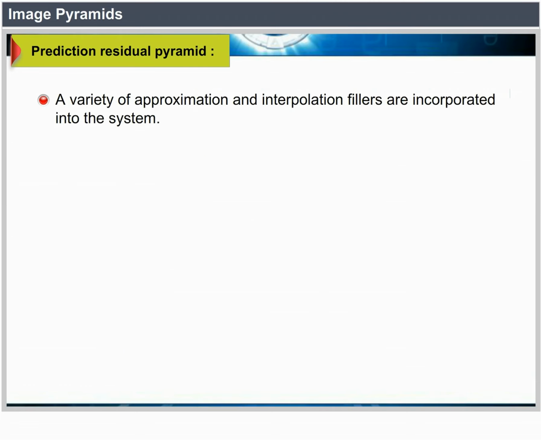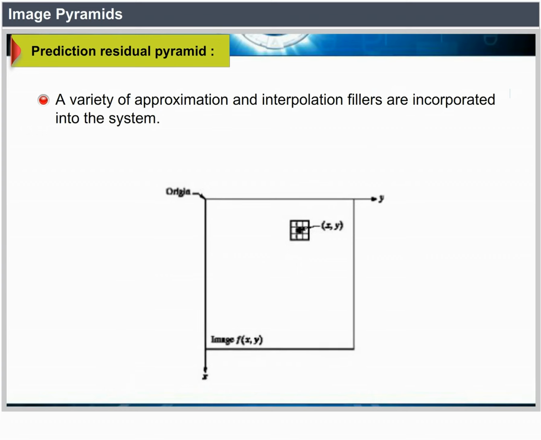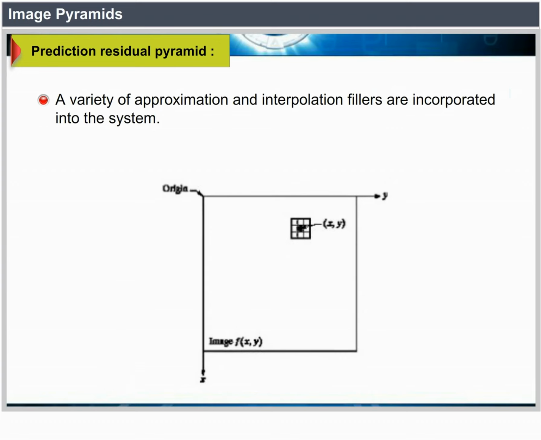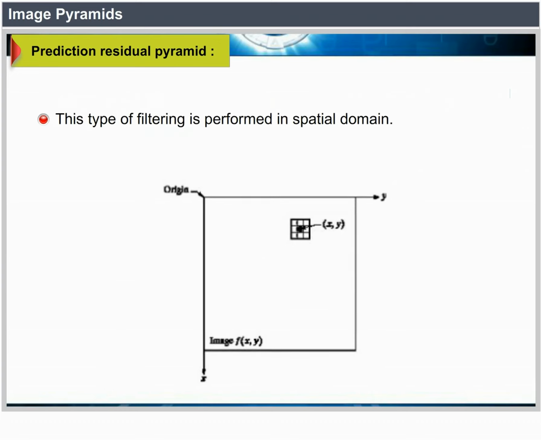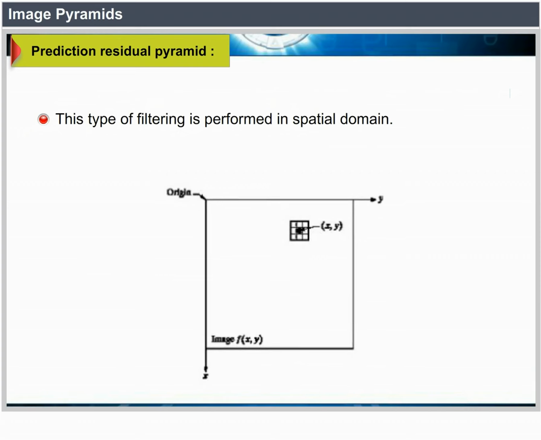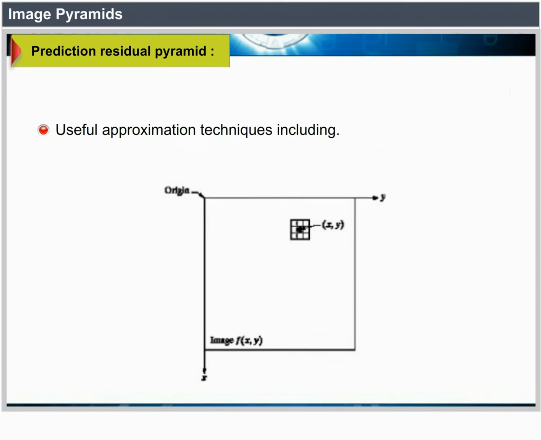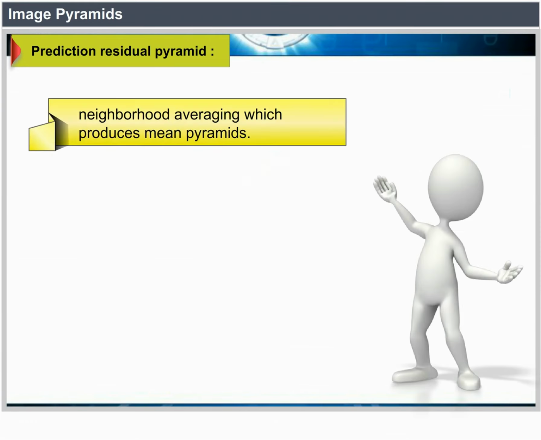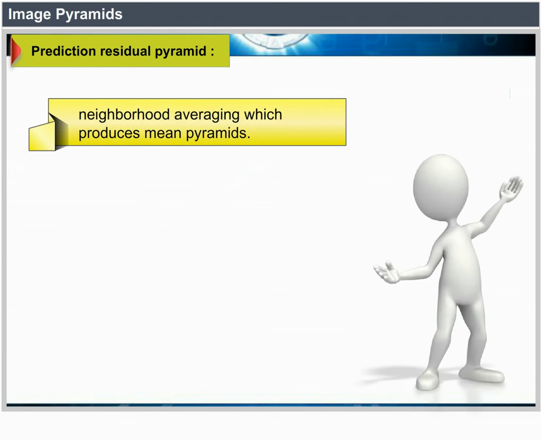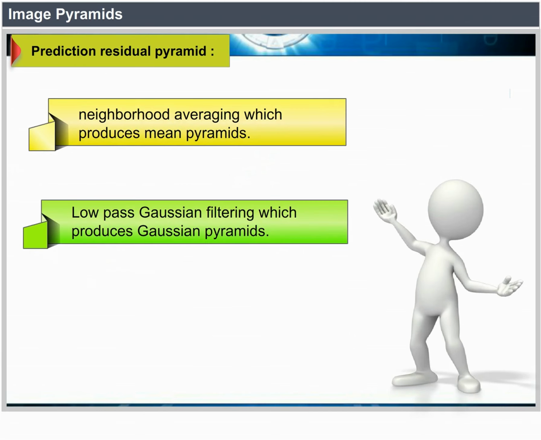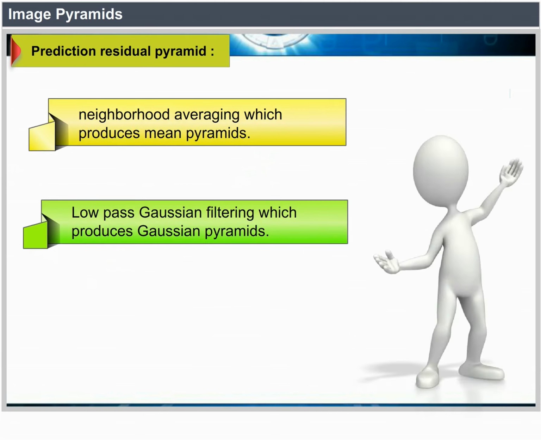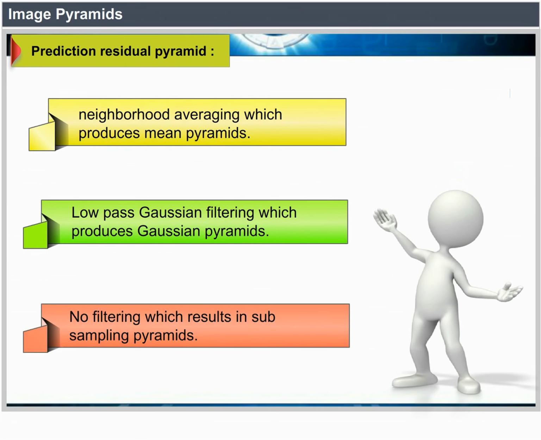A variety of approximation and interpolation filters are incorporated into the system. This type of filtering is performed in the spatial domain. Useful approximation techniques include neighborhood averaging, which produces mean pyramids, low-pass Gaussian filtering, which produces Gaussian pyramids, and no filtering, which results in subsampling pyramids.